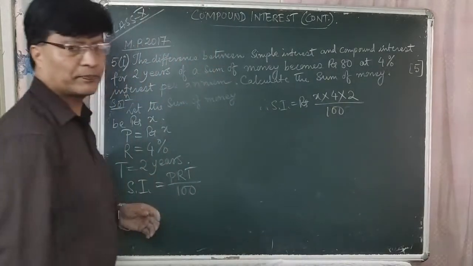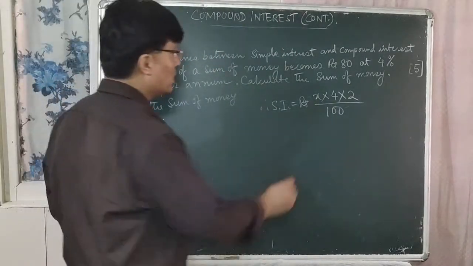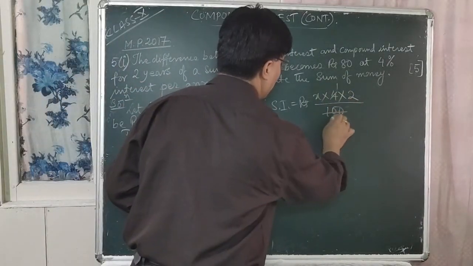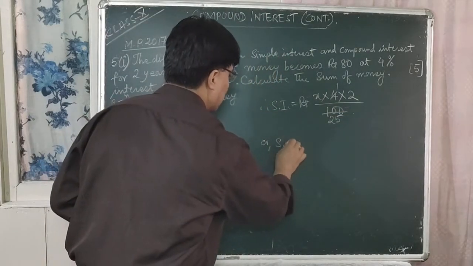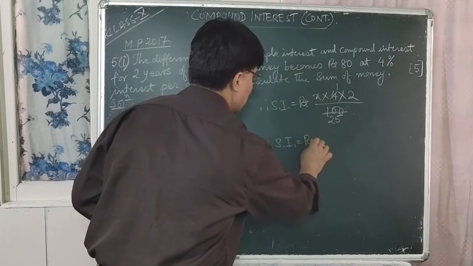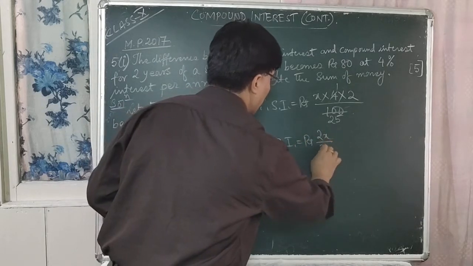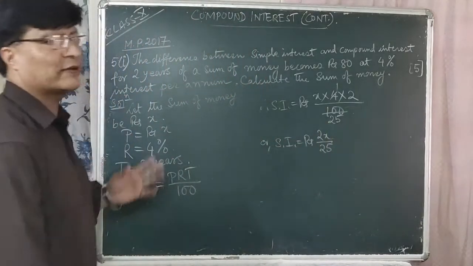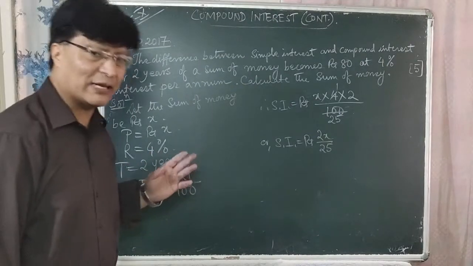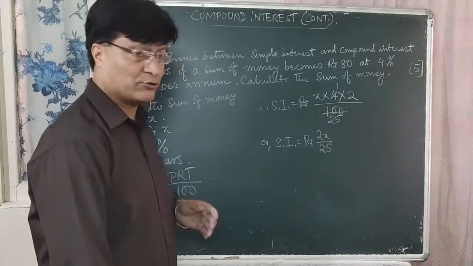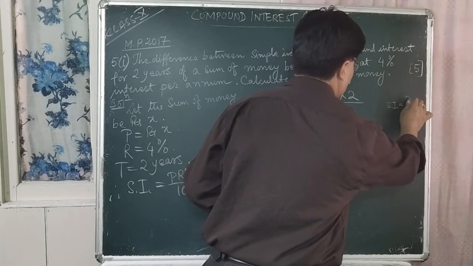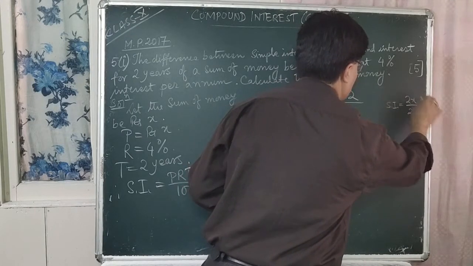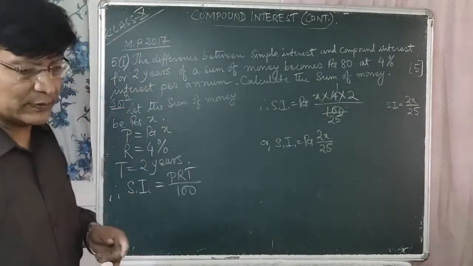right? Now you can cancel here. So 4 ones are 4, 4 2s are 8, 4 5s are 20. So SI is equal to now? It is rupees 2x upon 25. So we have calculated the simple interest. So let us write here, SI is equal to 2x upon 25.